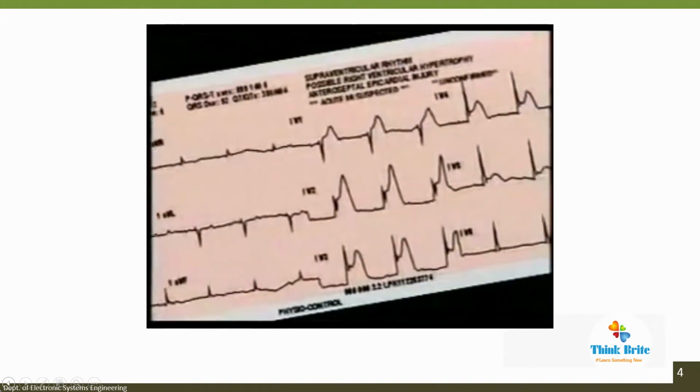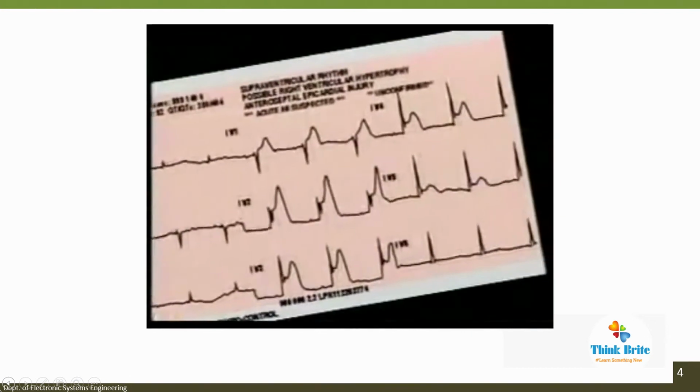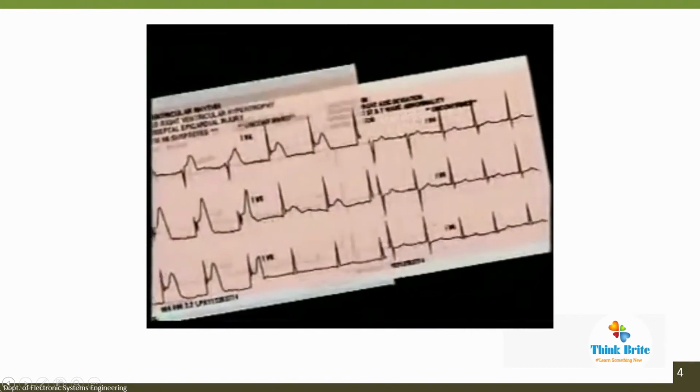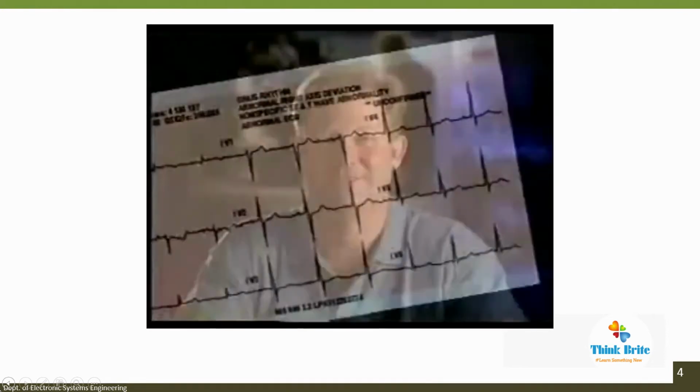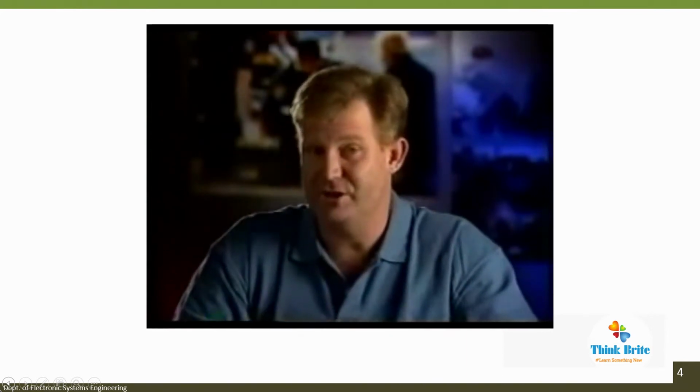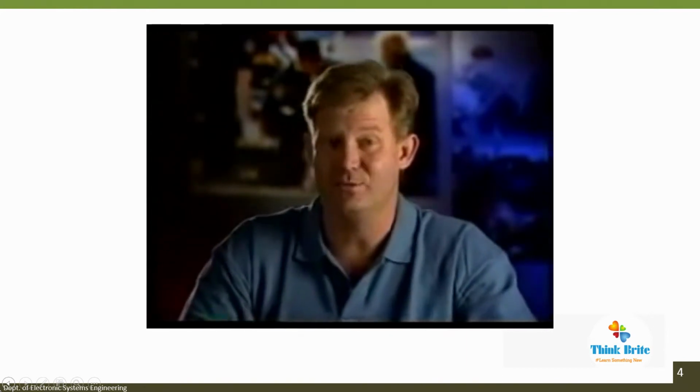The first shows gross and obvious changes. The second tracing was obtained from the same patient only a few minutes later, and the changes have all but disappeared. That's why it's important to get the first ECG with the initial set of vital signs. Get a repeat ECG every 5 to 10 minutes, or at least with each change in patient condition.